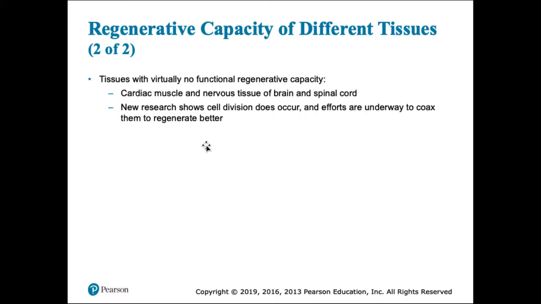New research has shown that cell division does occur, and we're trying to coax regeneration with medicines, techniques, and therapies. But we have a really hard time with cardiac muscle and nervous tissue because they are very hard to heal, since they don't regenerate. That makes sense: one of the leading causes of death in the United States is heart disease, and the heart is made of cardiac muscle, which doesn't regenerate. So we have a problem treating heart disease because these cells don't heal.